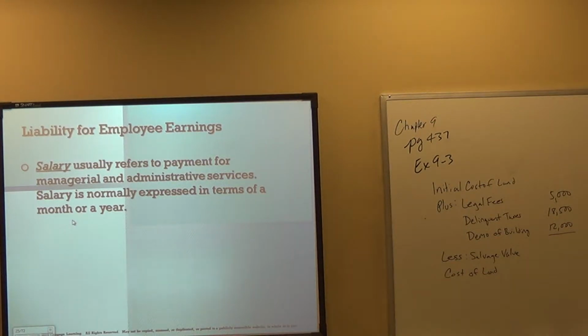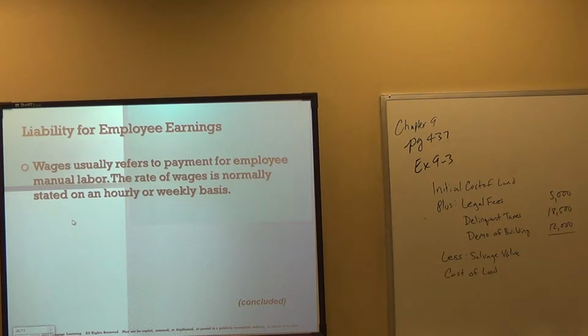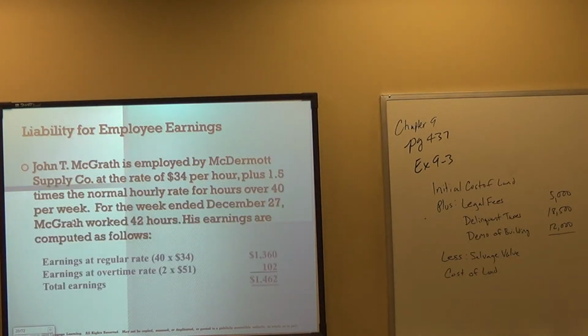So salary usually refers to payment for managerial or administrative services. Salary is normally expressed in terms of a month or a year. So you have that broken down, which can then be broken down even into weeks if you need to, but that's the way it usually is done. Wages usually refers to the payment of employees for manual labor. The rate of wages is normally stated in hours or on a weekly basis. So that's the way it typically is stated. Basic stuff, this should be pretty easy for you because we've all had jobs, and we're probably used to seeing a lot of this. So I'm just going to breeze through a lot of this pretty quickly.